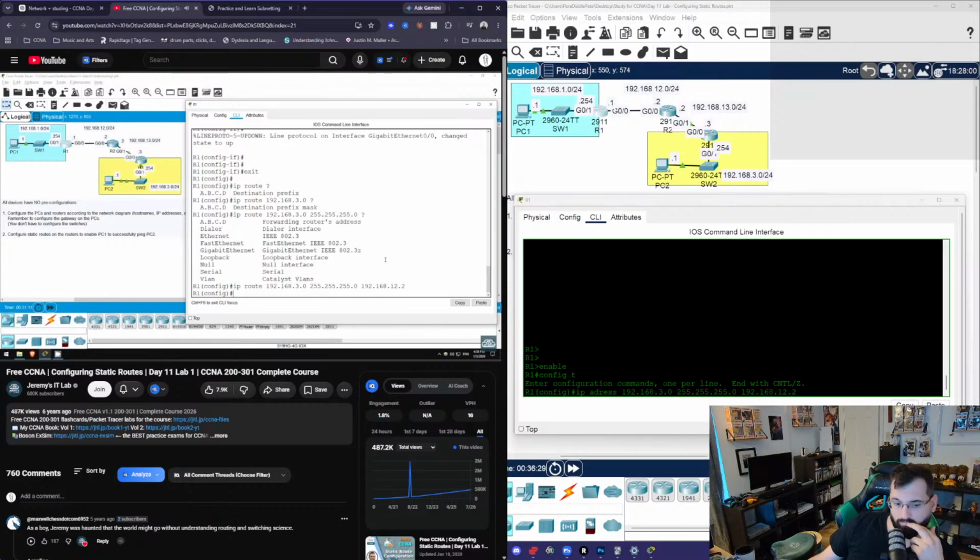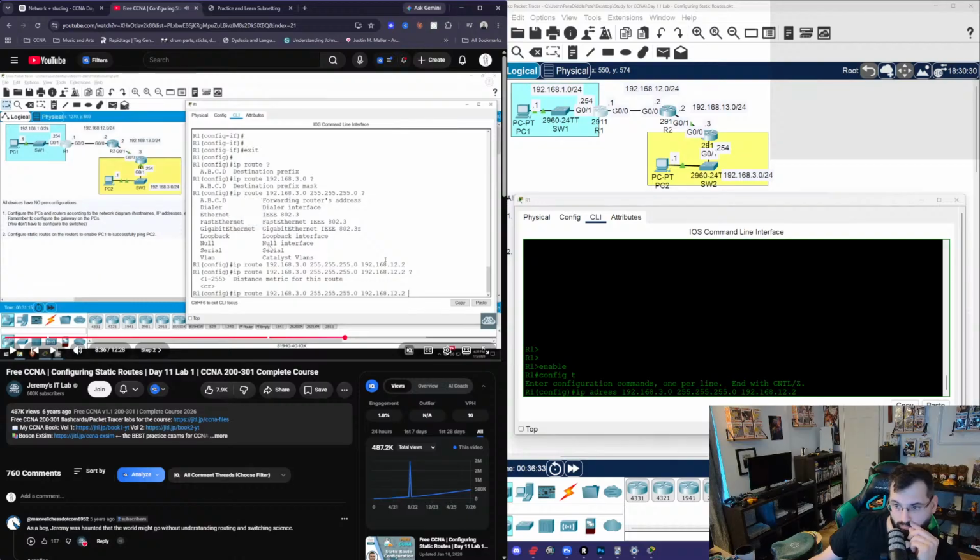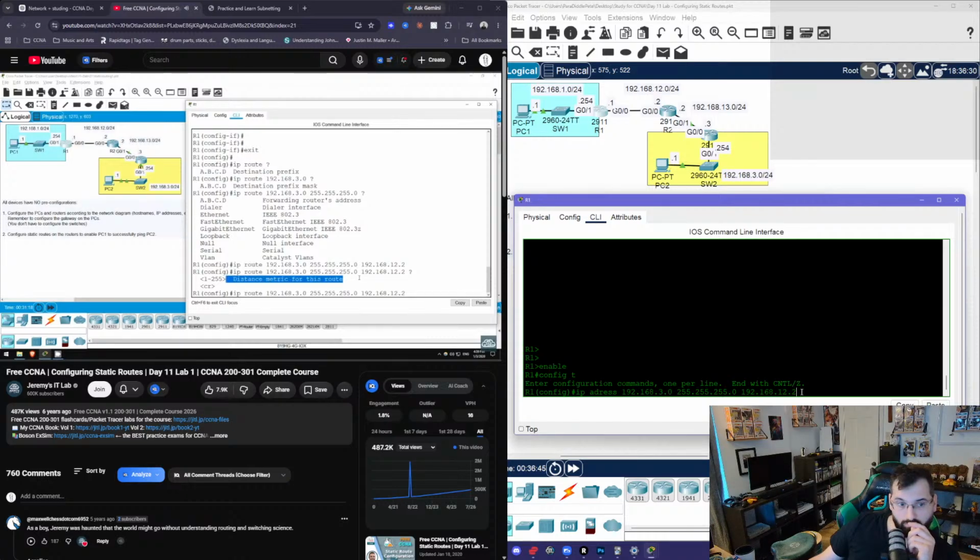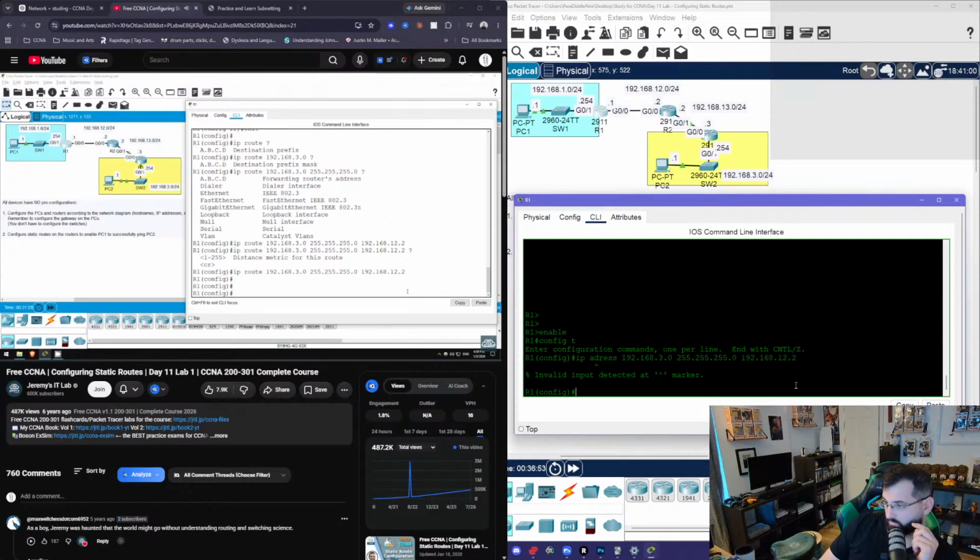I'll specify the next hop address of R2, which is 192.168.12.2. If I use context-sensitive help again, you can see there is another possible option. Distance metric for this route. Well, I was right. Distance metric for this route. I'll talk about this option in a later video, but this CR down here means we can just enter the command as is. Okay, now let's check out R1's routing table.